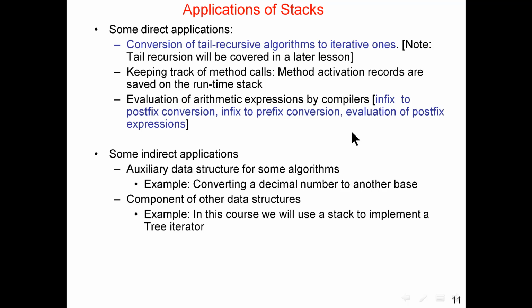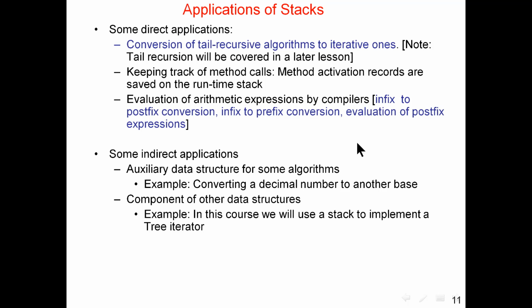Some indirect applications are also there, like an auxiliary data structure for some algorithms. For example, you convert a decimal number to another base, for example, a hexadecimal number and so on. You know what happens: you divide the number and then you come back from last to first. So it's actually the concept of a stack. Another is as a component of other data structures, for example, we implement a stack in a tree structure.